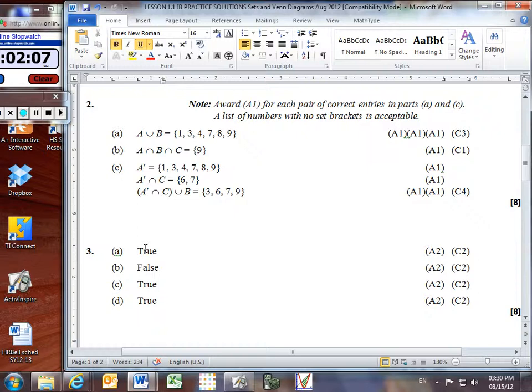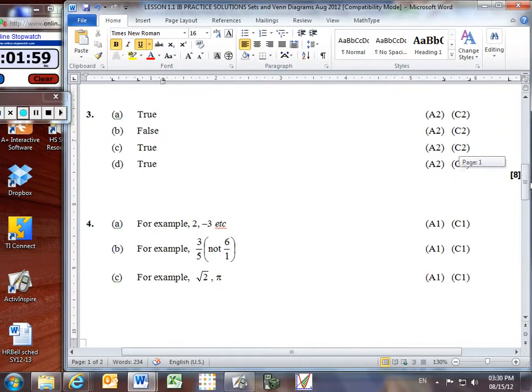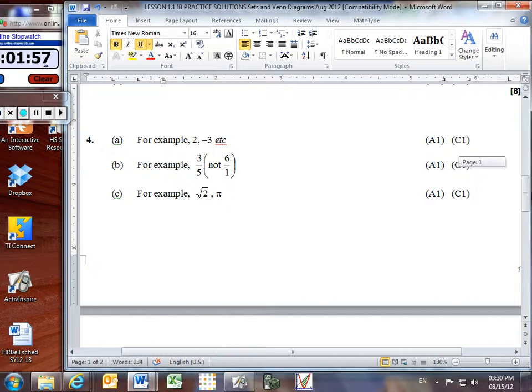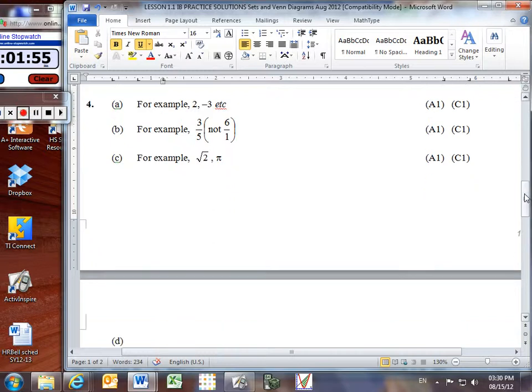Alright, number 3. Yeah, that's exactly what we had. True, false, true, true. And you'll see that it's 2 marks for each of these correct answers. If you got it wrong, you don't get half marks, sorry. Number 4. I gave the example -4. They've given other examples of integers, 2, -3, but any integer would have done for 1 mark in part A.